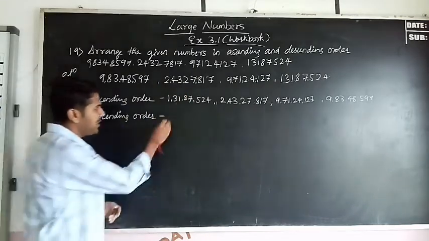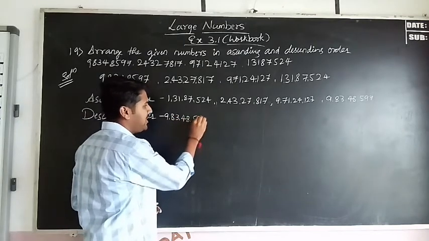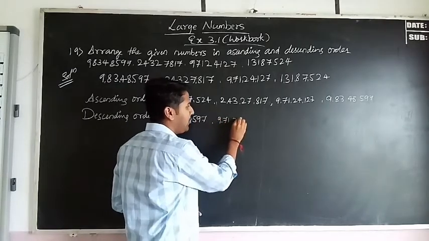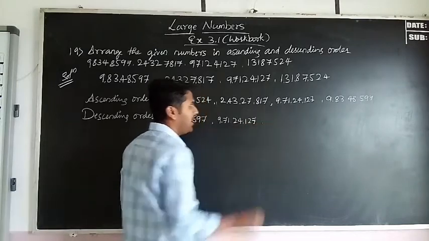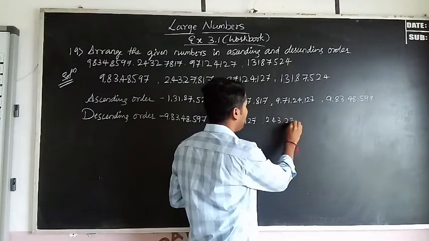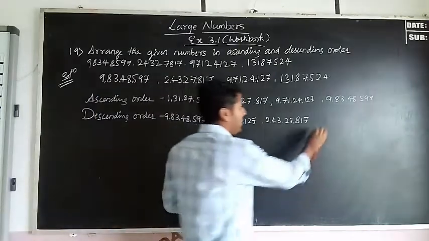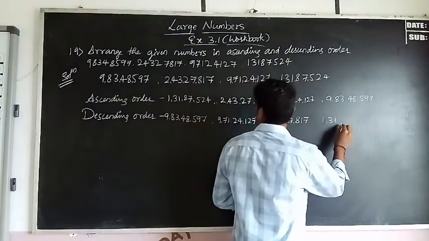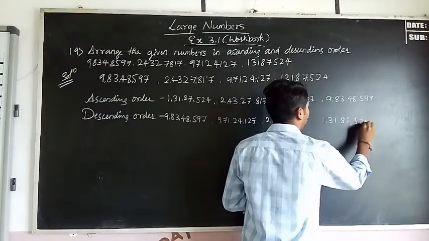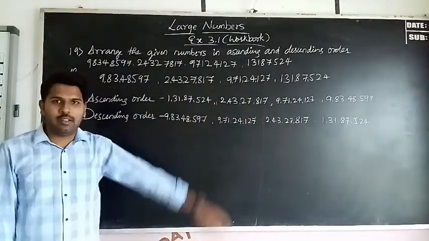Okay. So descending order means largest to smallest. So the largest number is 9 crore 83 lakh 48,597. Next 9 crore 71 lakh 24,127. Next 2 crore 43 lakh 27,807. And last, the smallest, is 1 crore 31 lakh 87,524. Okay, this is the ascending order, descending order.